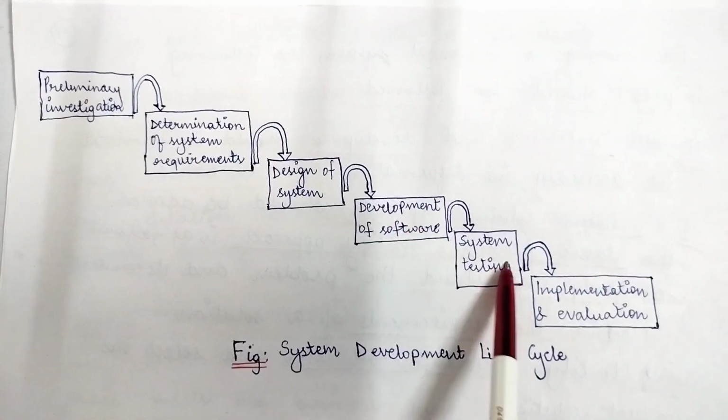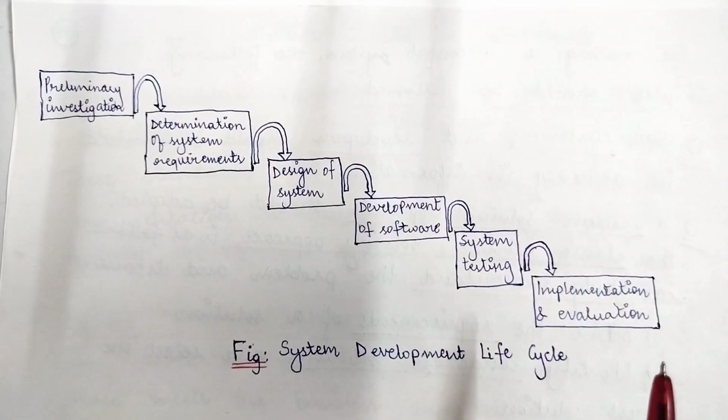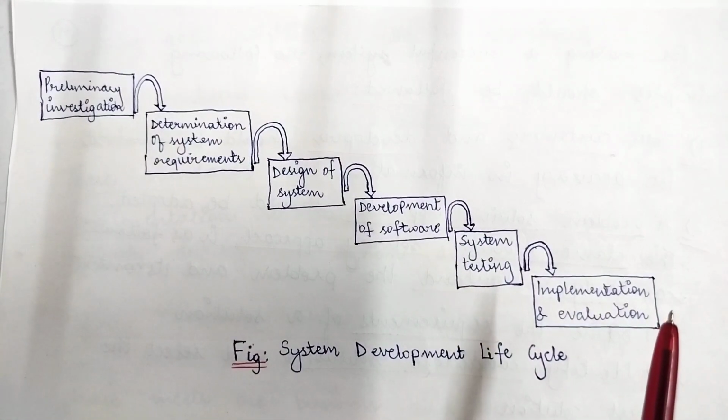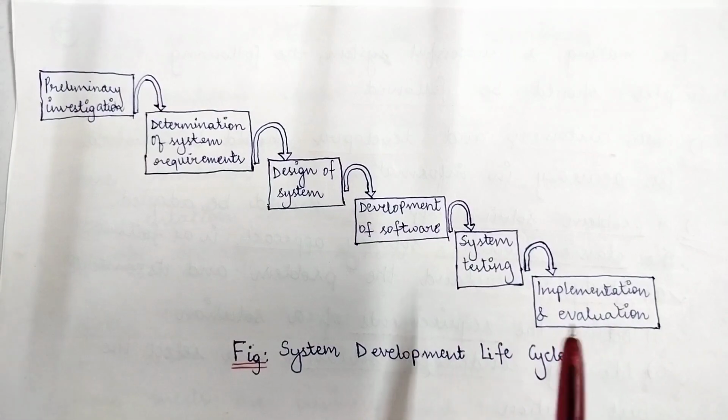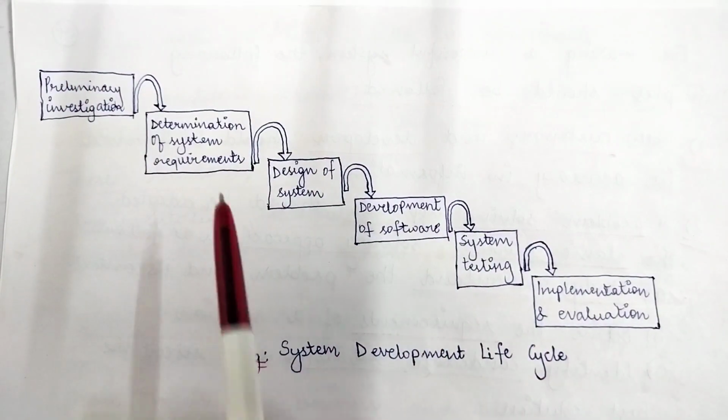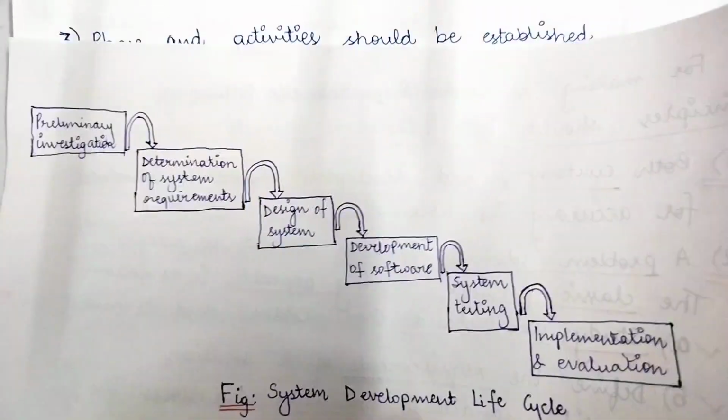1, 2, 3, 4, 5, 6. In total, there are these phases of the system development life cycle. So whenever asked about the phases of the system development life cycle, you should draw this diagram and explain these phases in detail.